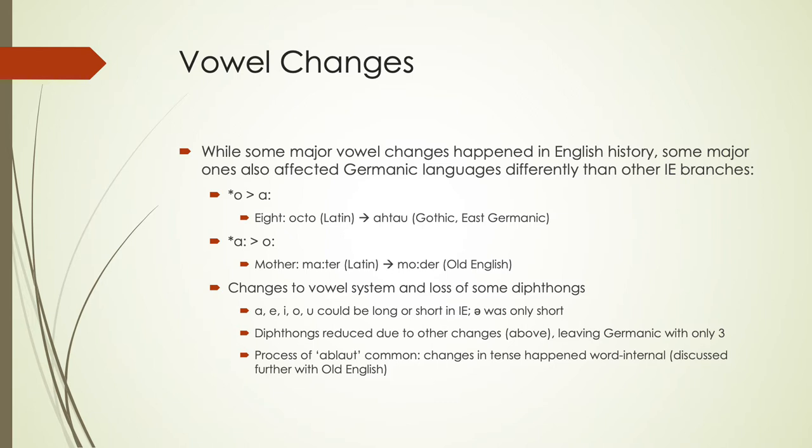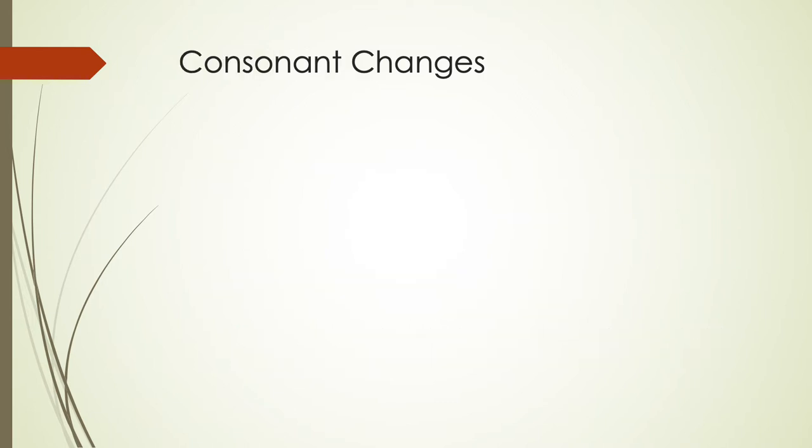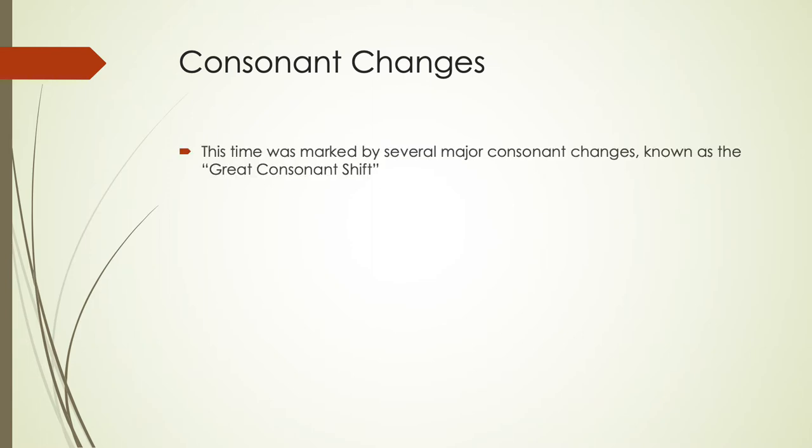But what we'll focus the most on is the consonant changes. So this time was marked by several major consonant changes, and this was known collectively as the Great Consonant Shift. So there's three major stages that take place with these consonants. The first one is what's known as Grimm's Law. The second one is known as Verner's Law. And then finally is when the stress shift takes place and everything moves to the first syllable stress.